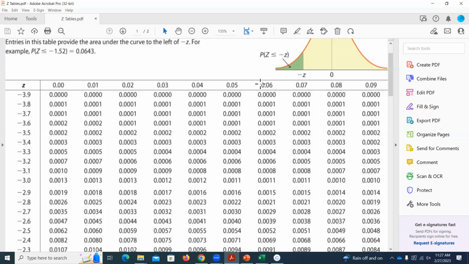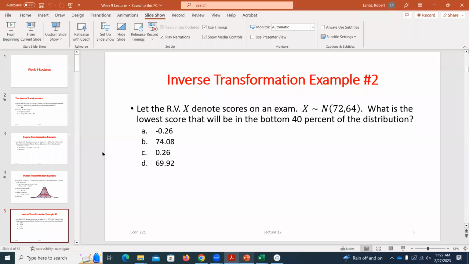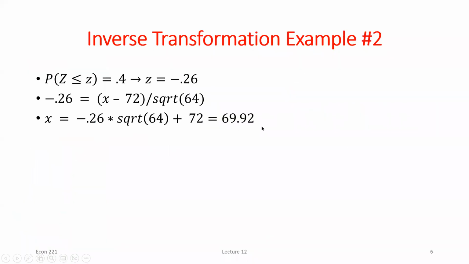The next thing we have to do is use that inverse transformation formula. I've got my standard deviation of 8, my mean of 72, and the z value I just found was negative 0.26. Get everything plugged in, and we get 69.92. Questions on this inverse transform? Yeah, that'll be one of the formulas on the formula sheet. Any other questions?